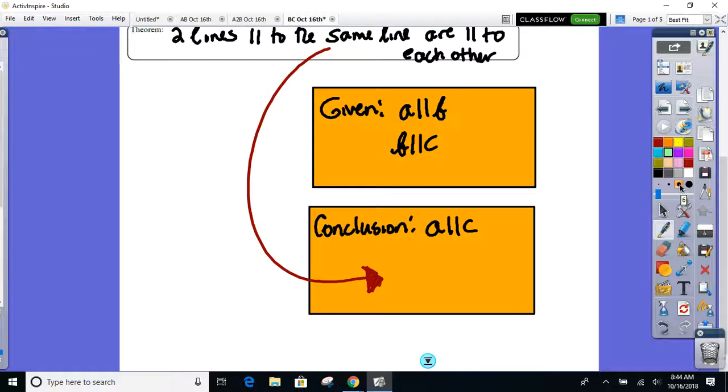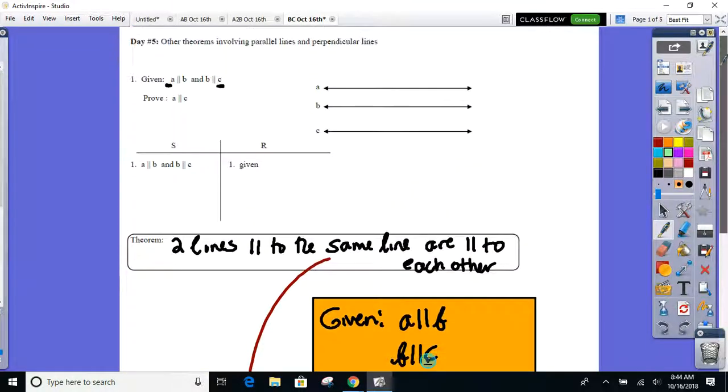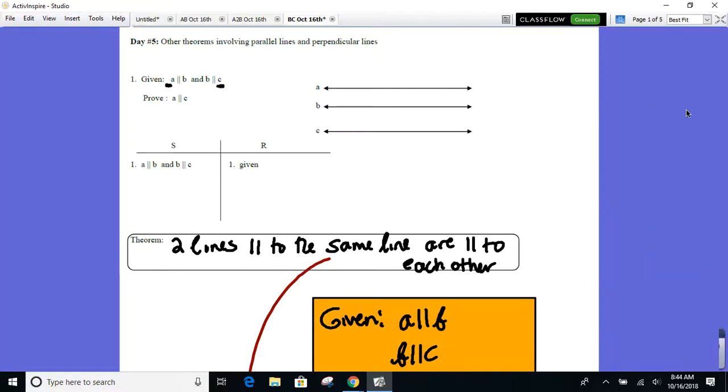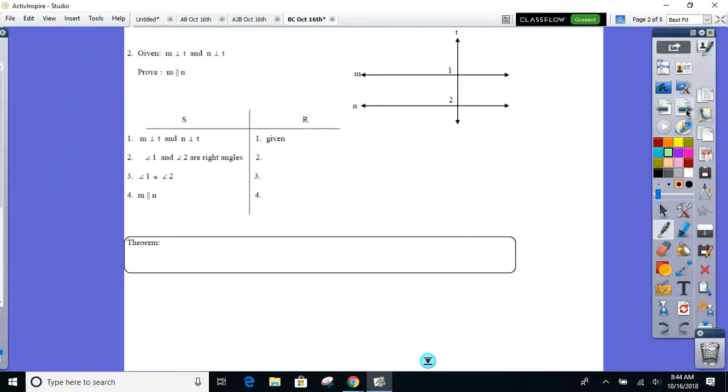Oh, good. Questions on this theorem? Two lines parallel to the same line are parallel to each other. All right, here's the next theorem. Now I'm going to change parallel to perpendicular. And what do you think that does? Two lines perpendicular to the same line. All right, let's check out that one on number 2.